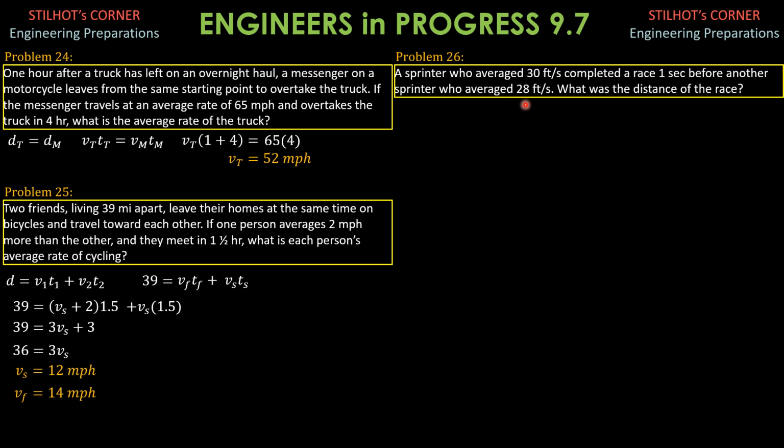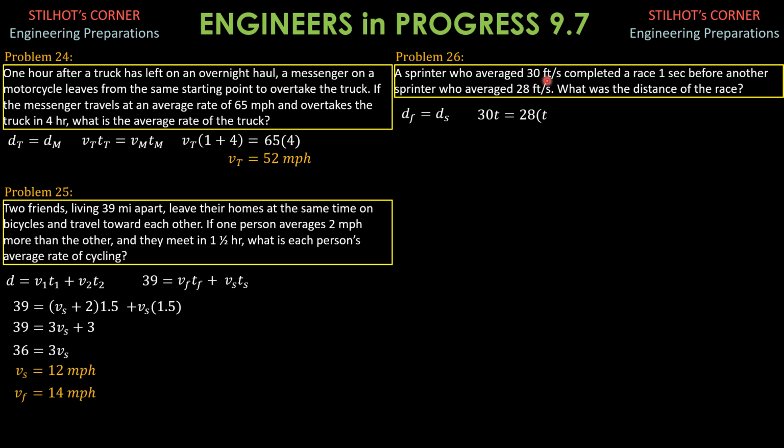So they have the same distance. They only differ in the average speed and travel time. So the travel time for the slower sprinter is the travel time of the faster sprinter plus 1. So the distance of the faster sprinter is equal to the distance of the slower sprinter. Distance equals speed times time.